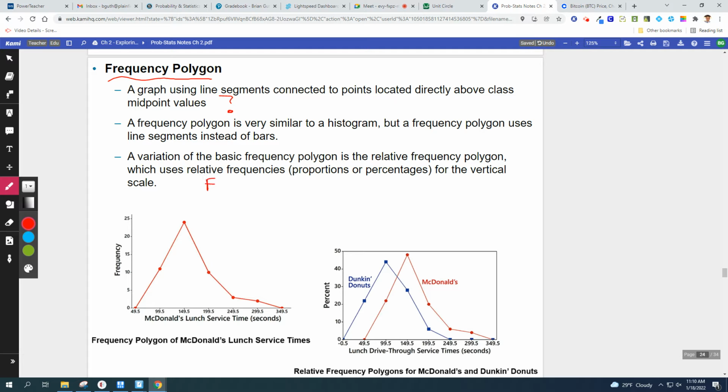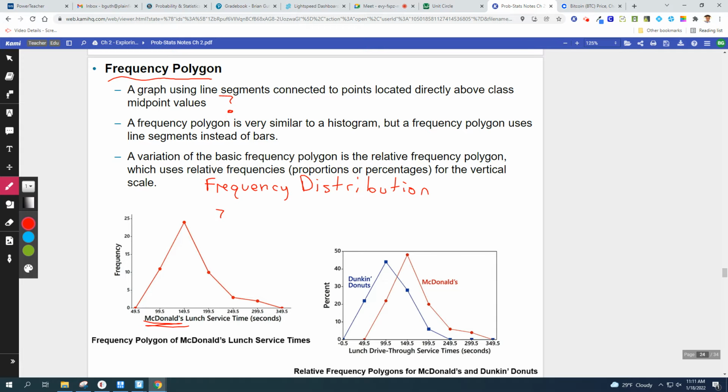It looks an awful lot like the time series graph. Obviously, we're not talking about time. Well, I guess we are. It's not the same thing as a time series graph, but think about the frequency distribution. This example is talking about the McDonald's lunch service time. And we did an example about that last week. And the frequency distribution looked something like this.